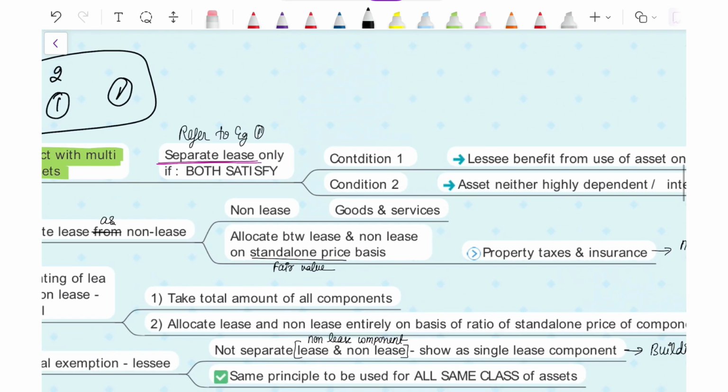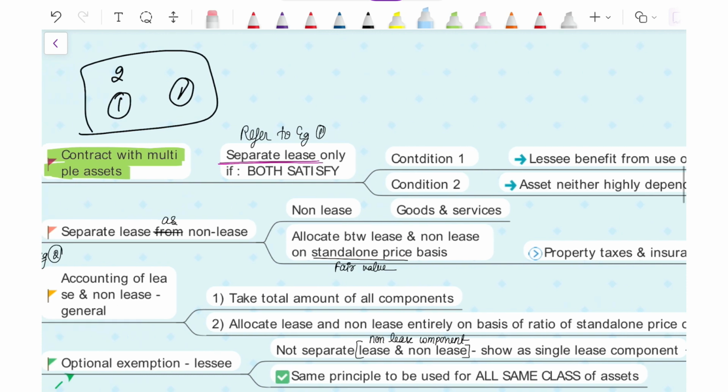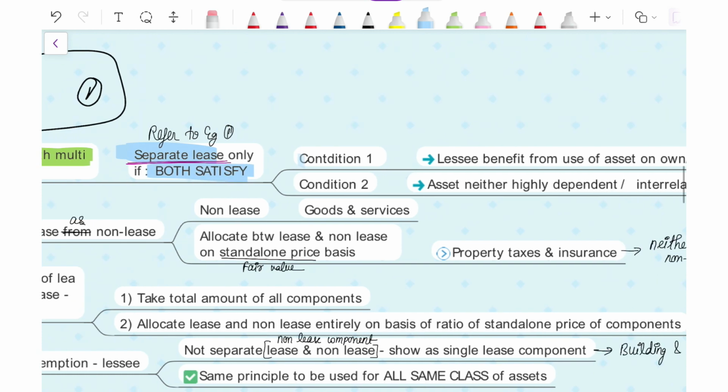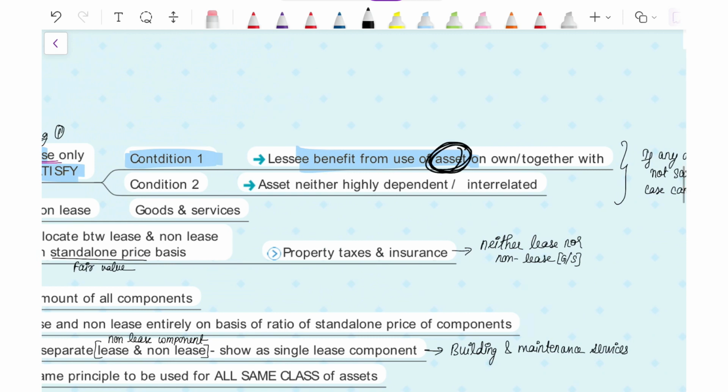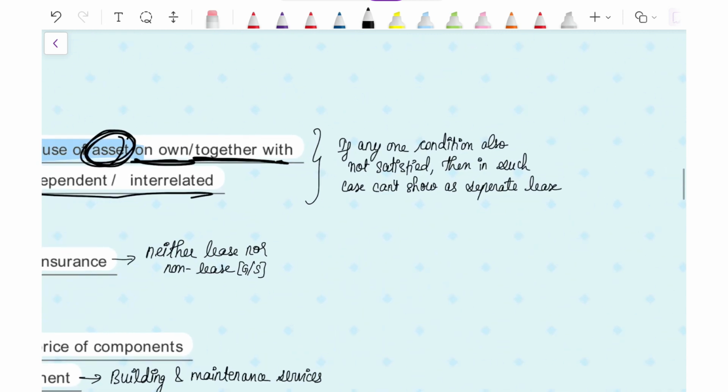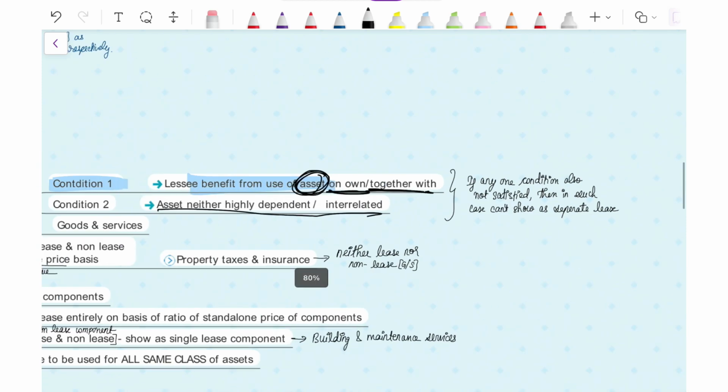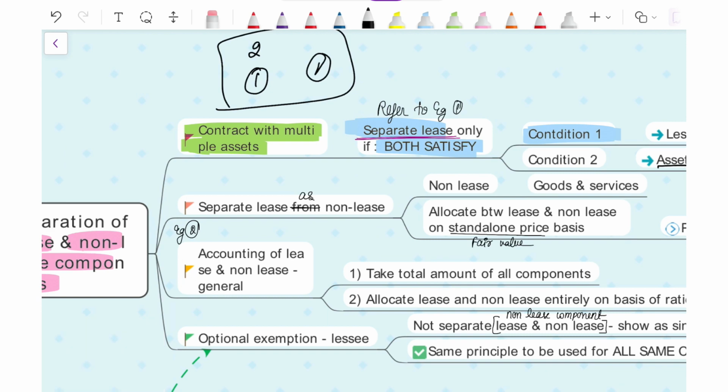So here you can record, now you have understood that. Now you will be able to understand this. You can record a separate lease only if two conditions are satisfied. The first condition is that you must benefit from the use of the asset, like how the excavator was there, excavator attachments were there, then you had truck. You must be able to get benefit from the use of the asset, remember this, either on its own or together with other readily available resources, and the asset should neither be highly dependent nor interrelated. So if any one of the conditions is not satisfied, you cannot show it as a separate lease. Both conditions should be satisfied to be shown as a separate lease. Okay? Yes, so I hope you understood this.